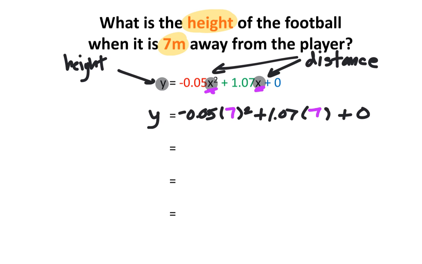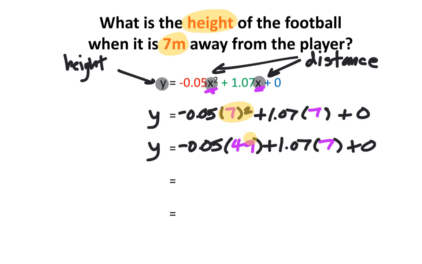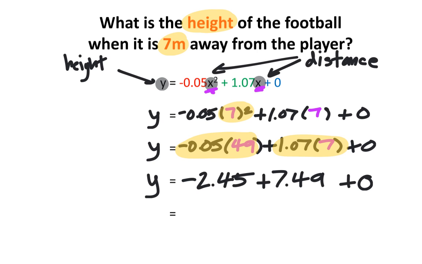Using BEDMAS, you want to do 7 to the power of 2 first. 7 to the power of 2 is actually 7 times 7, which is equal to 49. Next, we'll want to multiply. Between the brackets and these numbers is a hidden multiplication sign. Negative 0.05 multiplied by 49 is negative 2.45, while 1.07 times 7 is 7.49. Last, we can now combine these three numbers, which gives you 5.04.